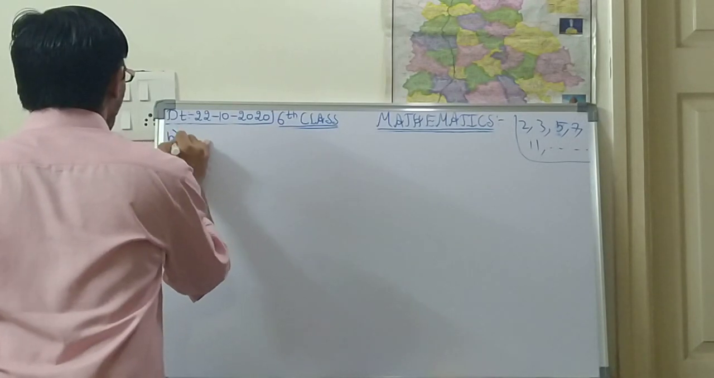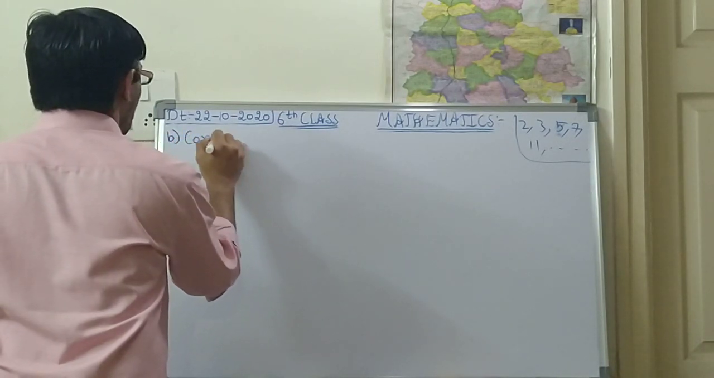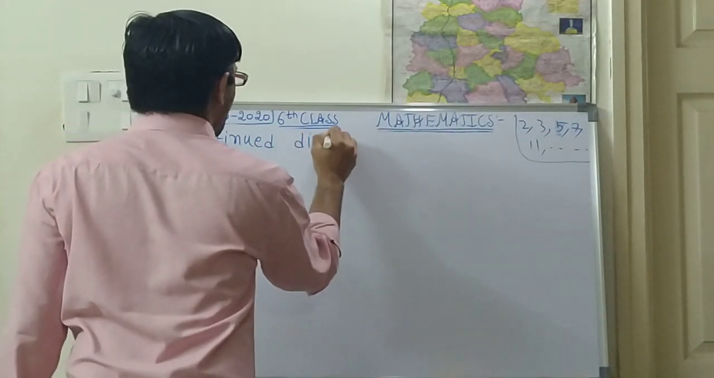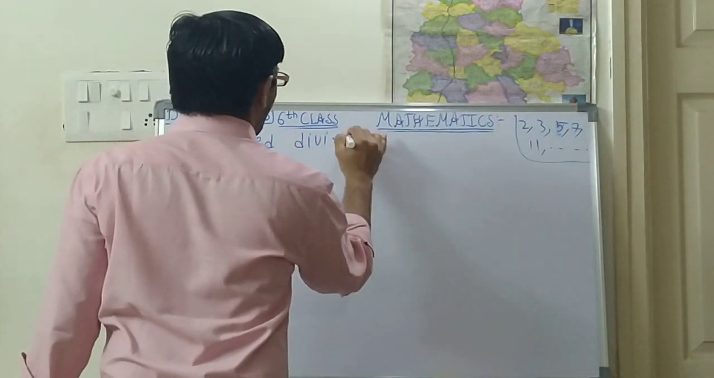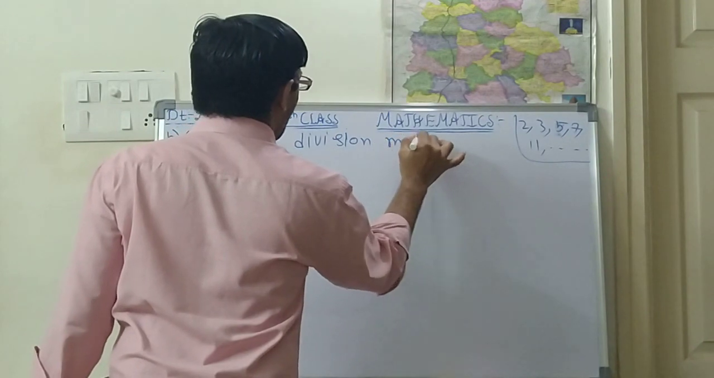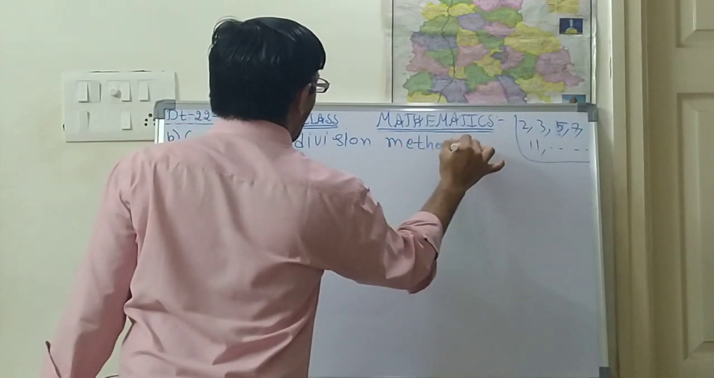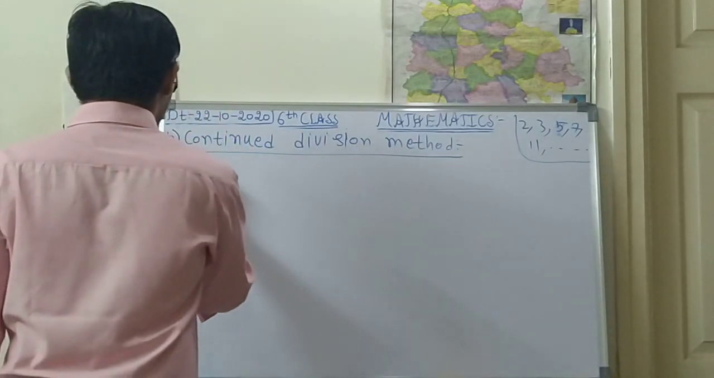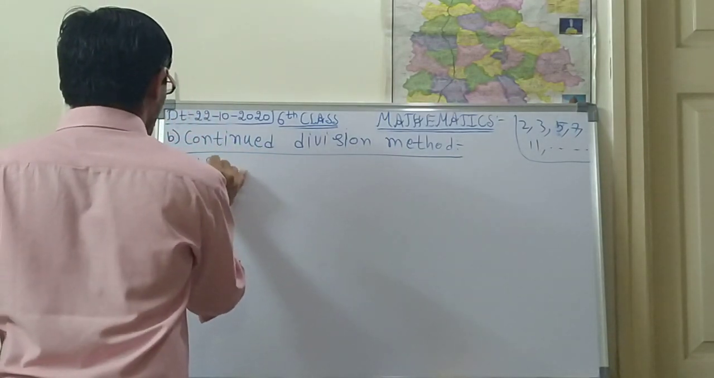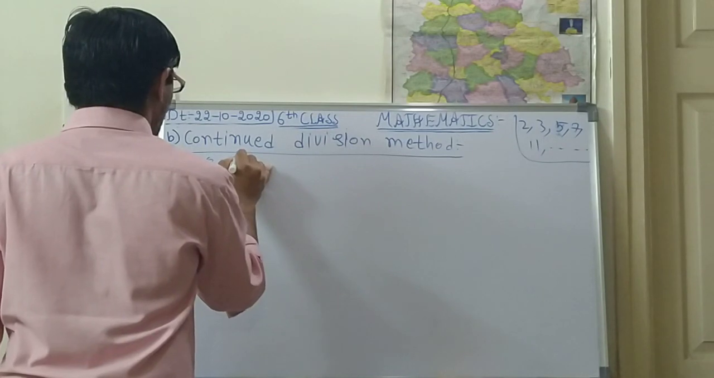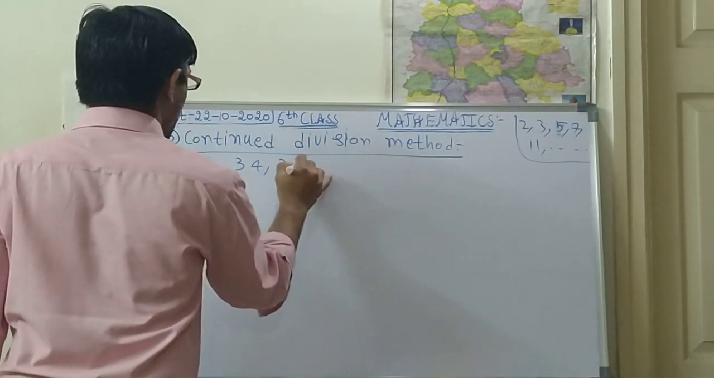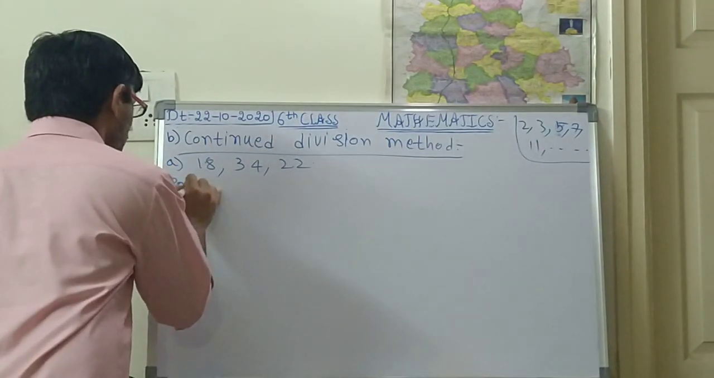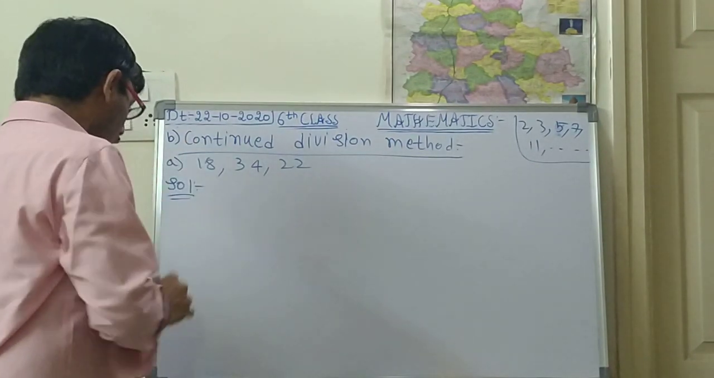Next, B method, continued division method. Same problem, 18, 34, 22. So the continued division method will change. How to do it, sir?